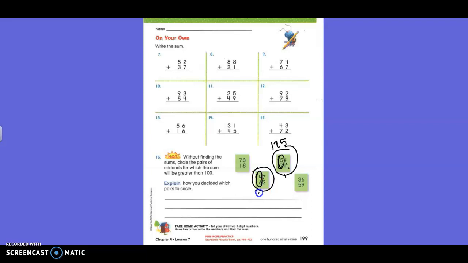6 and 4 is 10. Add 7 and 2 would be 9. If you just look at the two tens numbers, if they will equal 100 or more, then you know. Because 7 plus 1 is just 8, so that's only going to be 80 something. And 5 plus 3 is 8, so that's only going to be 80 something. Okay?